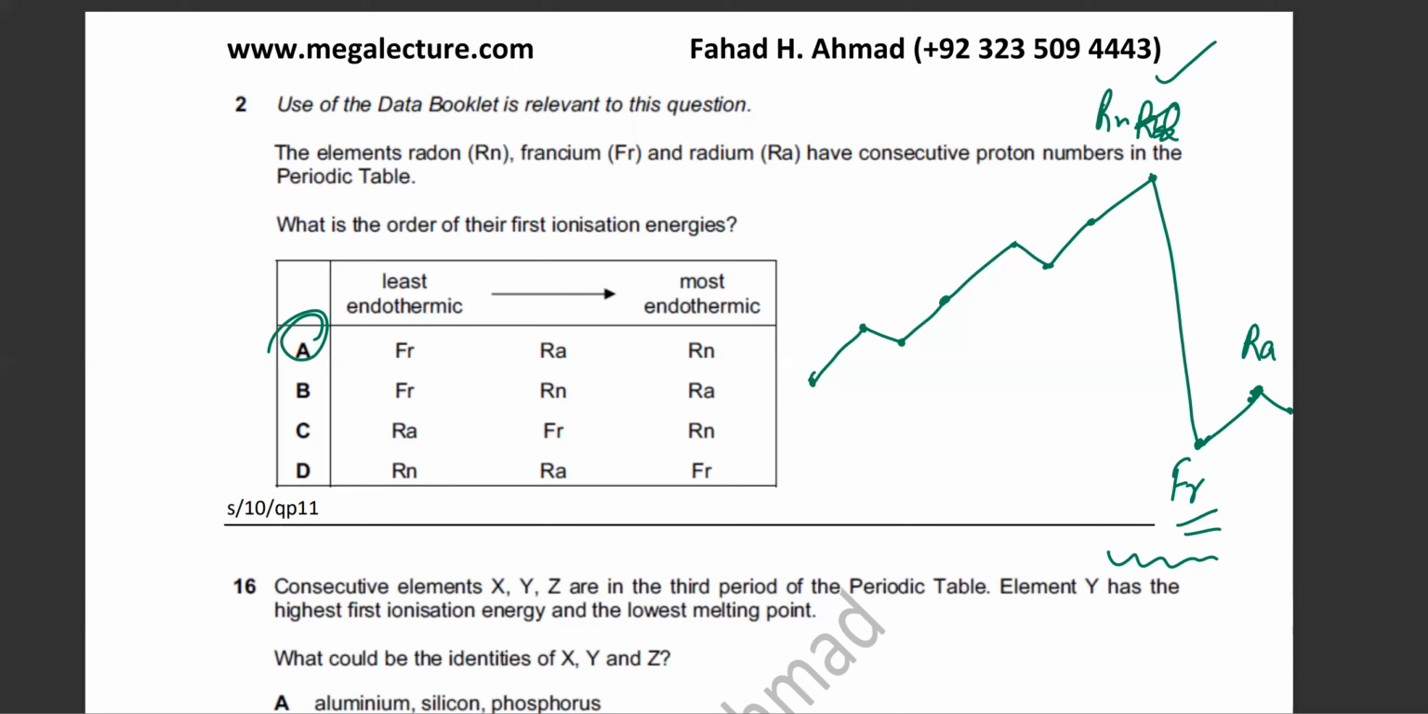Sir, what do you mean by least endothermic? Endothermic means you're trying to remove electrons, right? Ionization energies are always endothermic. It always needs energy to remove electrons. So most endothermic means higher ionization energy. Is that clear? Okay, sir. Got it. Yes, sir.